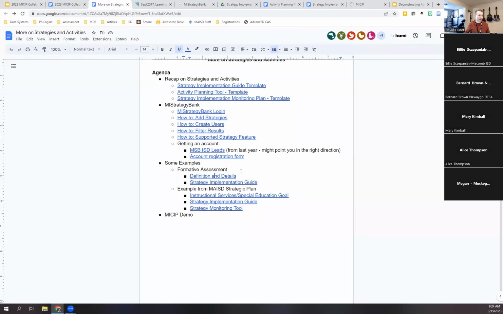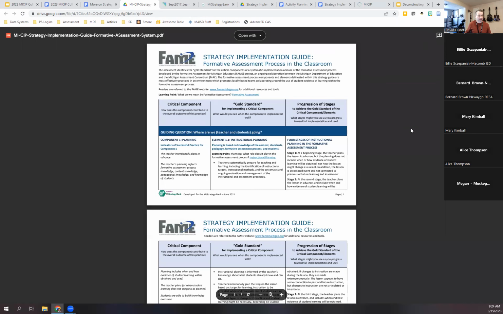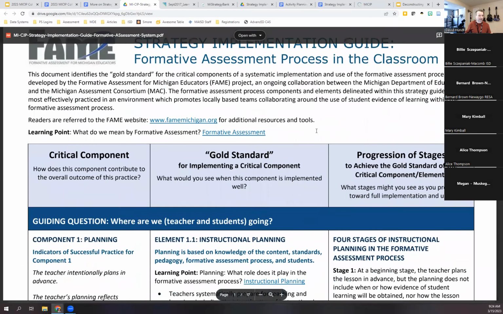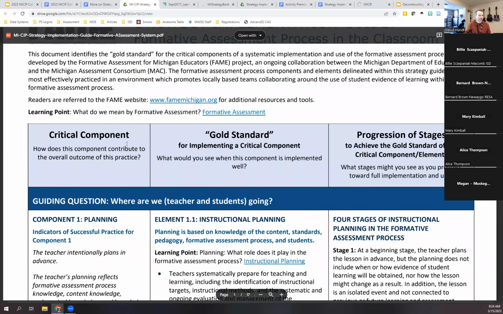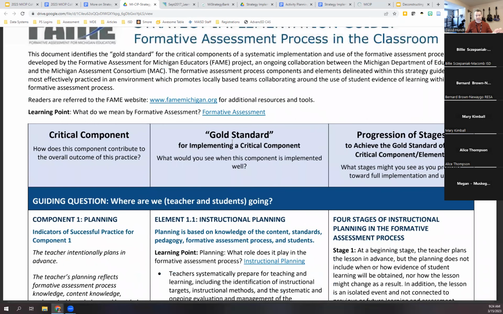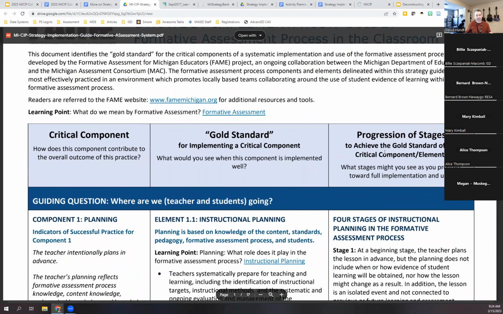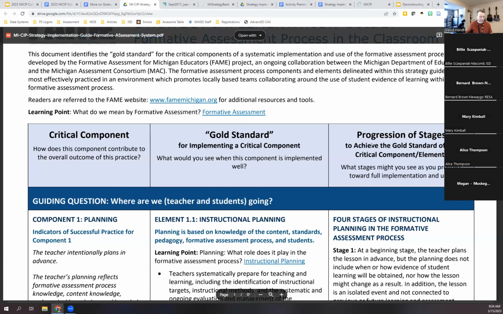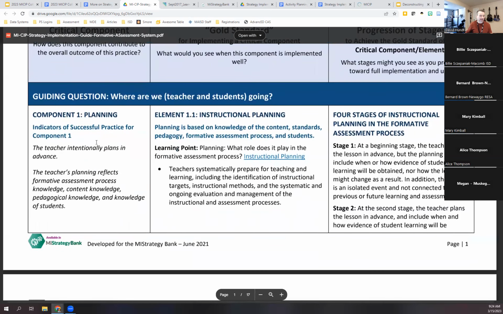So I wanted to look at their strategy implementation guide because this was a real practical example of using that template that I had shared earlier. They modified it a little bit and put it into 3 parts: the critical component, the gold standard that came straight off of that strategy implementation guide, and then the progression of stages. They tried to give practical examples of what that might look like at 4 different stages, and you can see that it goes into great detail about each one of those.